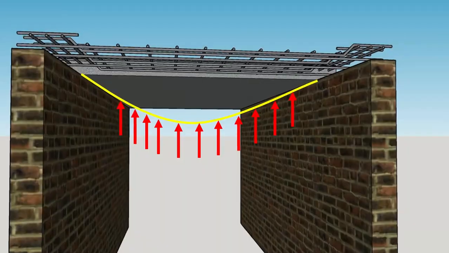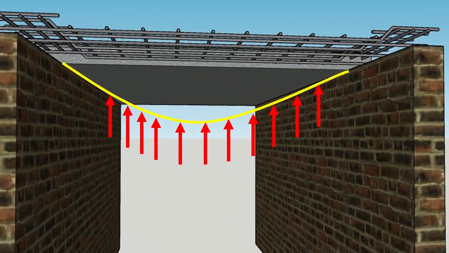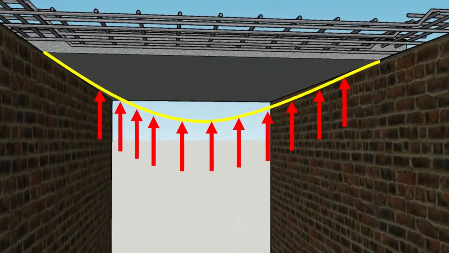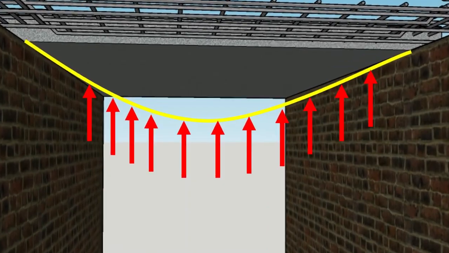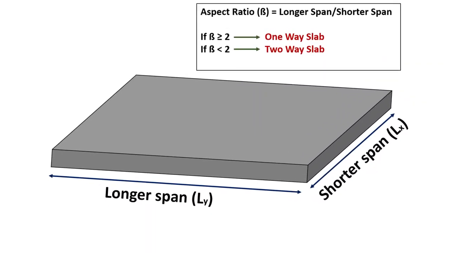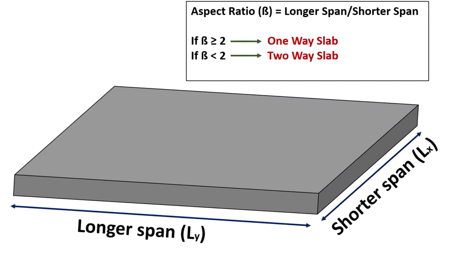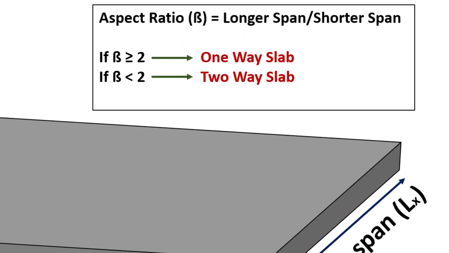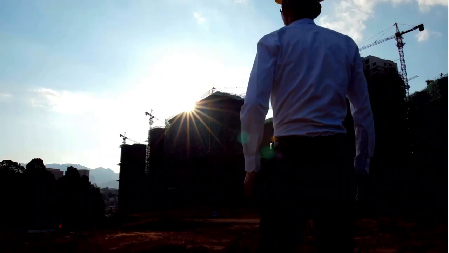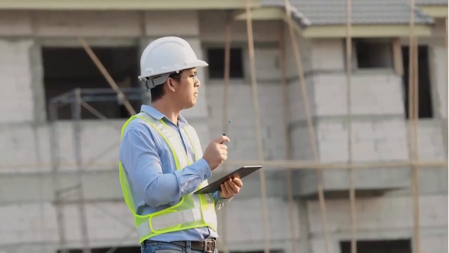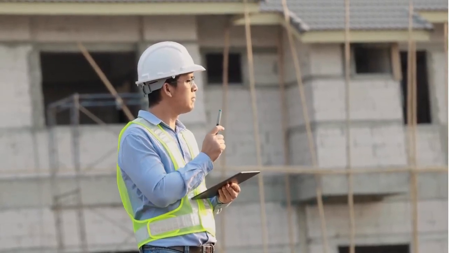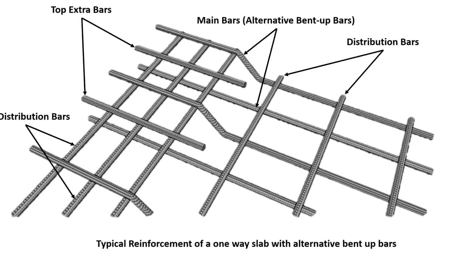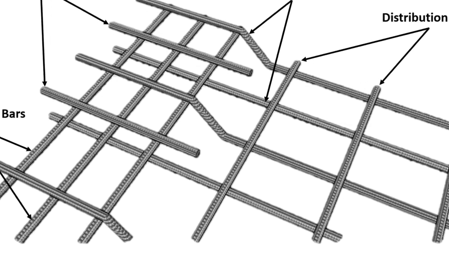This means that one-way slabs are designed to resist bending in one direction, while two-way slabs are designed to resist bending in both directions. The aspect ratio, that's the ratio of longer span to the shorter span, shall be greater than or equal to 2 for one-way slabs, and if this ratio is less than 2, then we can call it a two-way slab. In this video, I am going to discuss how we can prepare the bar bending schedule of a one-way slab along with the overview of reinforcement used in one-way slab.